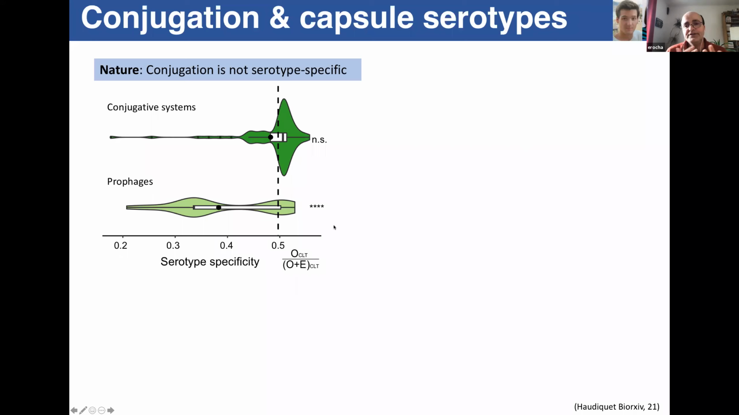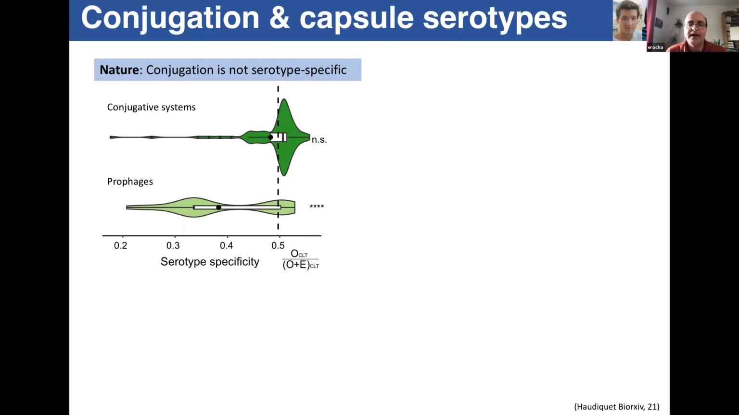You can see that for prophages, as we expected, there is a significant bias. The prophages, which are very similar, tend to concentrate within a few serotypes or one single serotype, whereas the conjugative systems are more or less randomly distributed in the tree. So it seems that conjugative systems can cut across any kind of serotype and spread across the species, contrary to the phages.